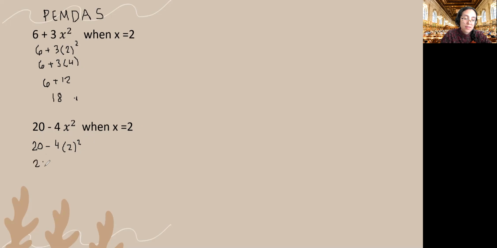So I'm going to write this down, 20 minus 4, and we said 2 squared is equal to 2 times 2, which is 4. Okay, now I have subtraction and I have multiplication, but my order of operations tells me that multiplication comes before subtraction. We have multiplication and subtraction, but multiplication has more importance. We do it first. So 20 minus, 4 times 4 is 16. And now we can do the subtraction. So 20 minus 16 is going to give us 4.